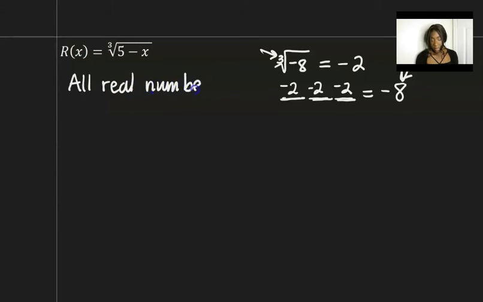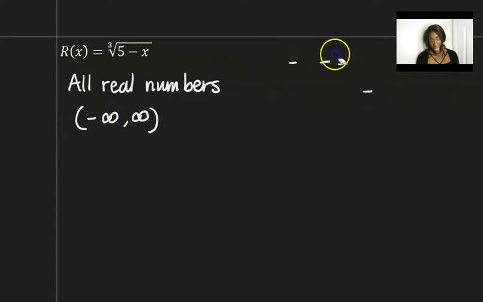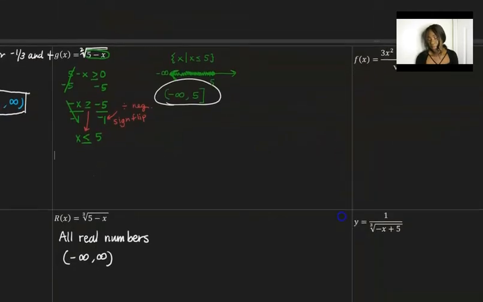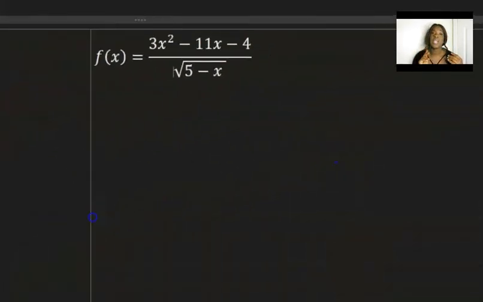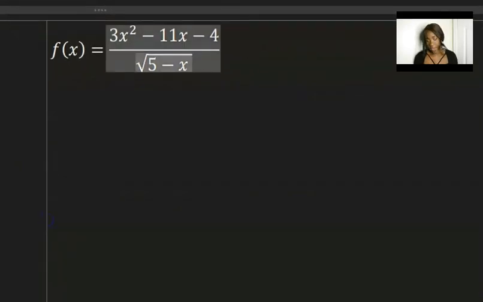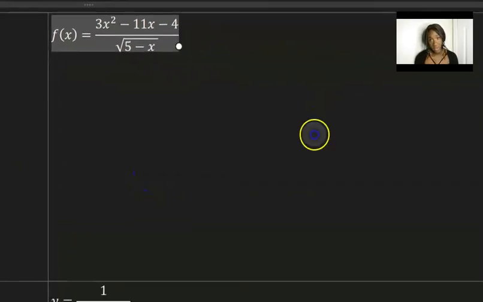So if that's not a problem, then the domain of this function is all real numbers. I don't have to make sure that whatever is under that radical is greater than or equal to 0, because it's okay for it to be less than 0. It's okay for it to be negative. So that's the difference between even radicals and odd radicals when finding the domain.